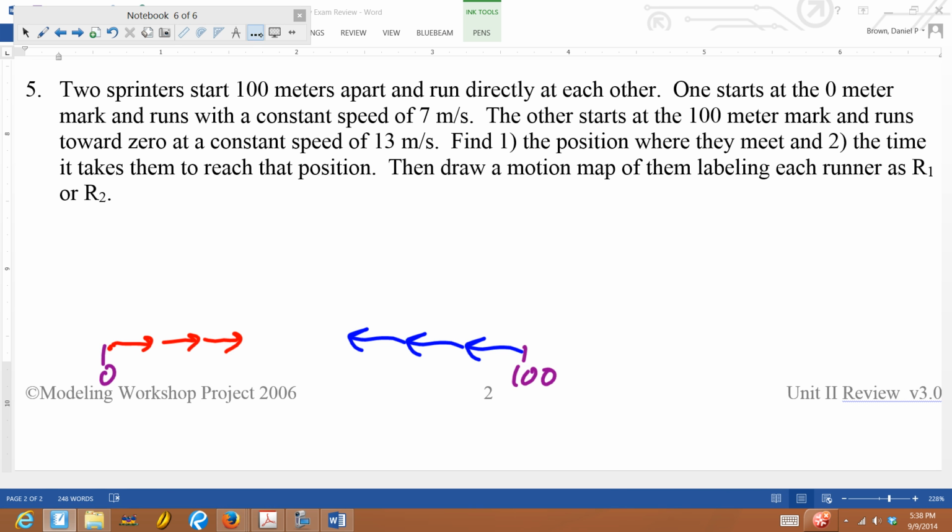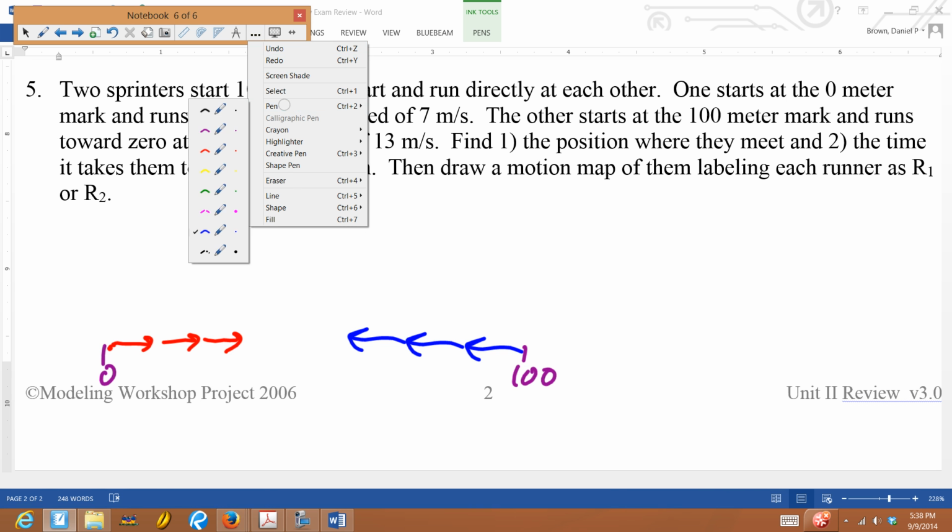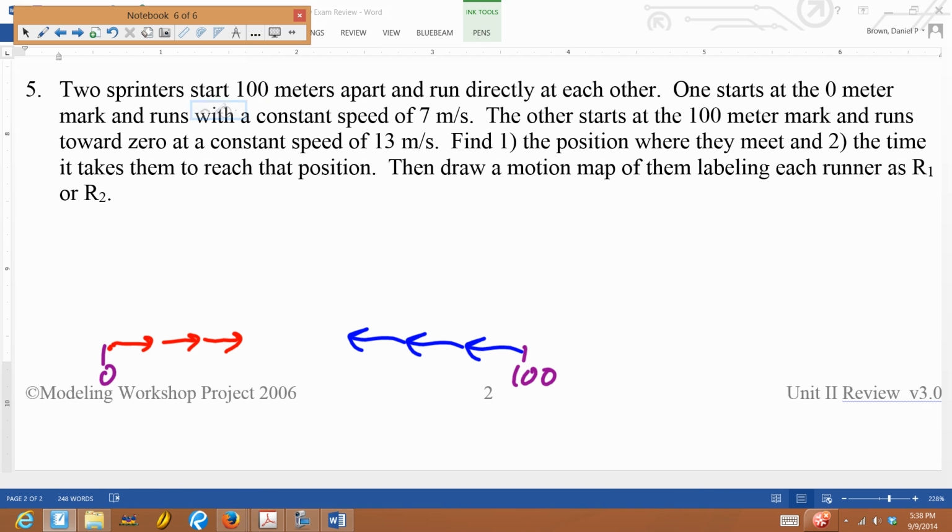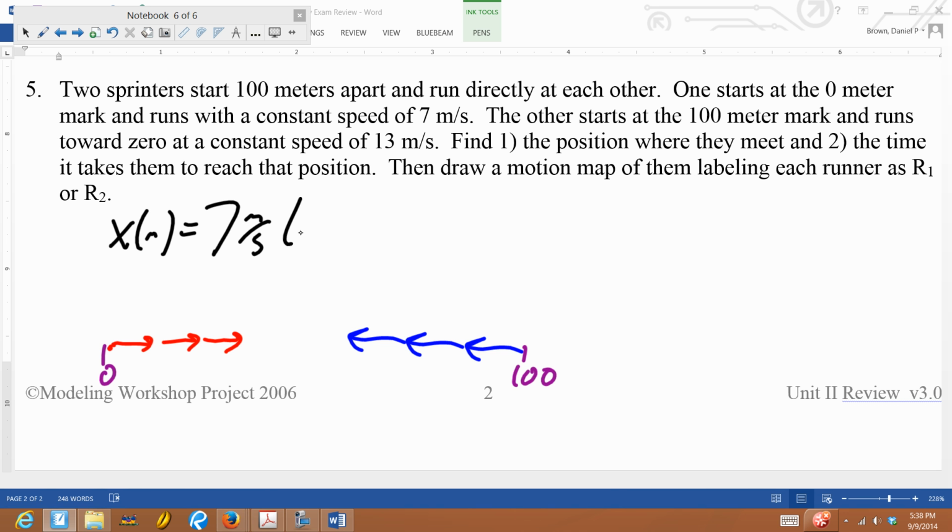Now let's go ahead and attack this problem. I would solve this as a system of 2 equations and 2 unknowns. And I would write down y equals mx plus b for each of them, just like we did with our 2 cars in class today. So I will say x, that's my position, in meters, for the runner that starts at 0 is equal to 7 meters per second times time plus 0.